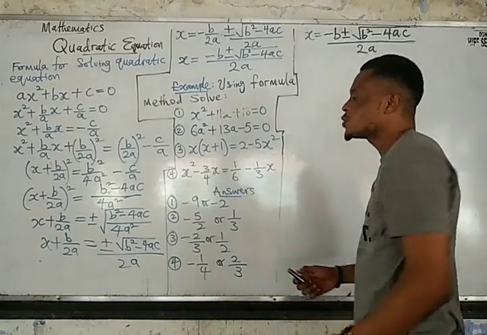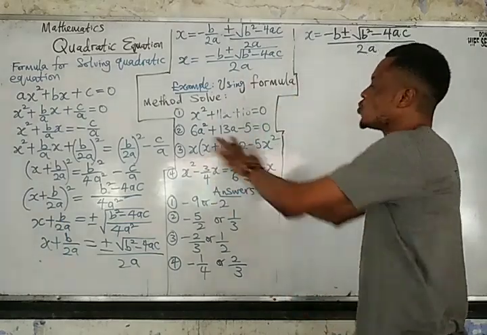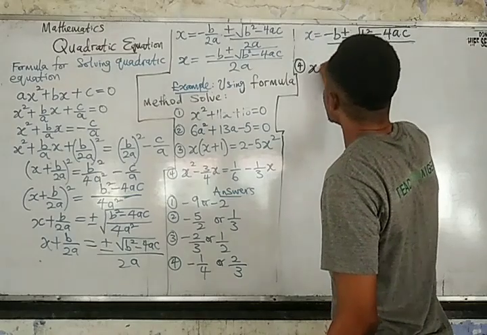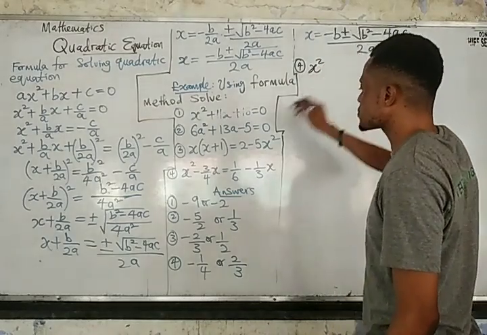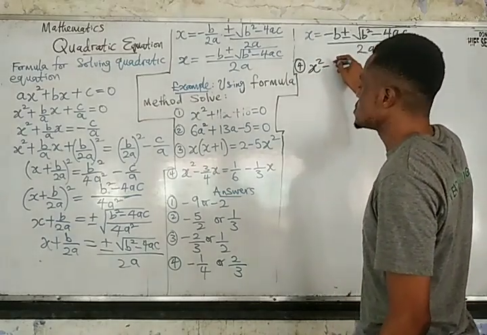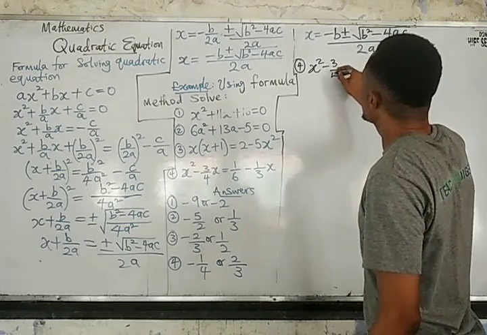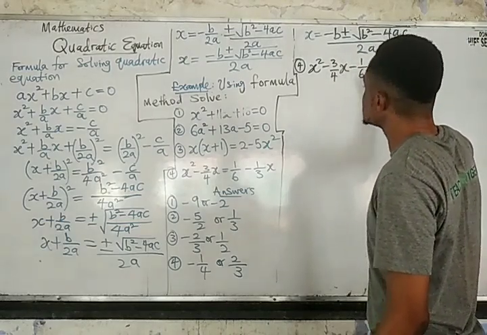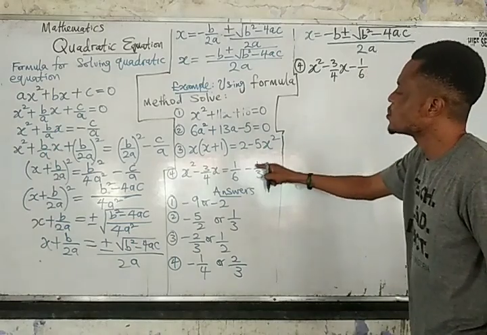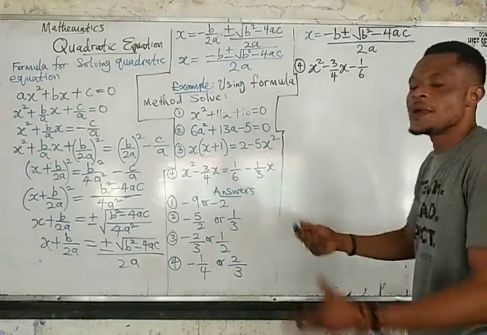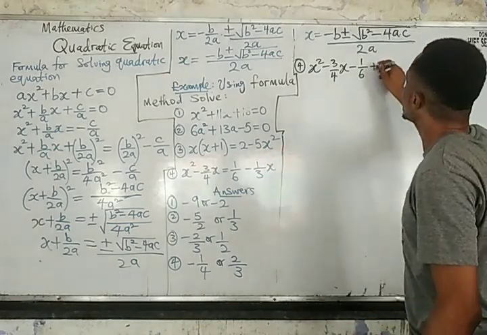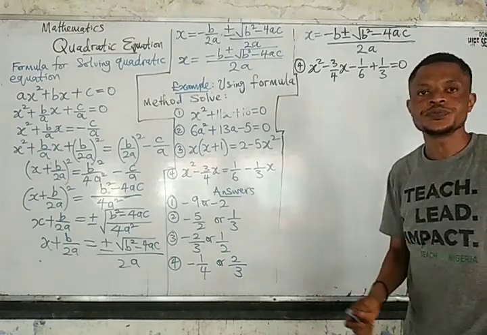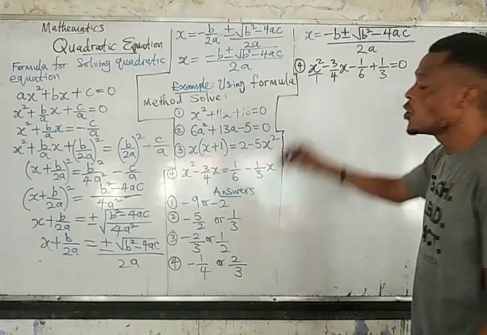We first treat what we have here by first moving it to one side. So we have the 4x squared, fine, minus 3 over 4x minus 1 all over 6. By the time minus 1 all over 3 comes here, it becomes plus 1 all over 3, all to give us 0. Fine, this is like all over 1.